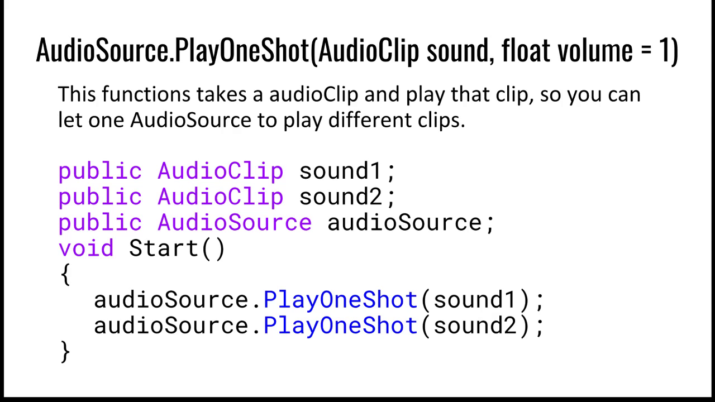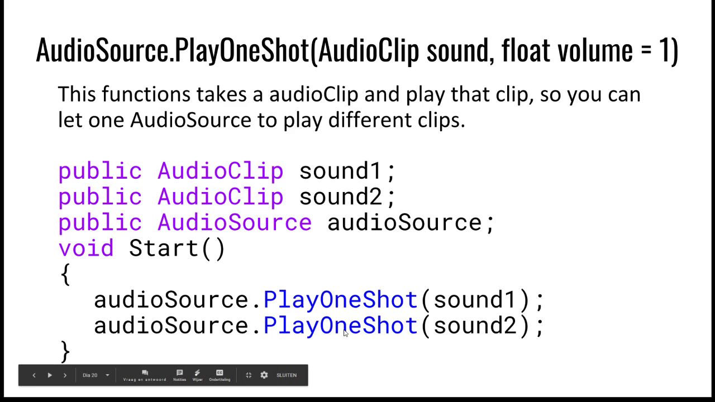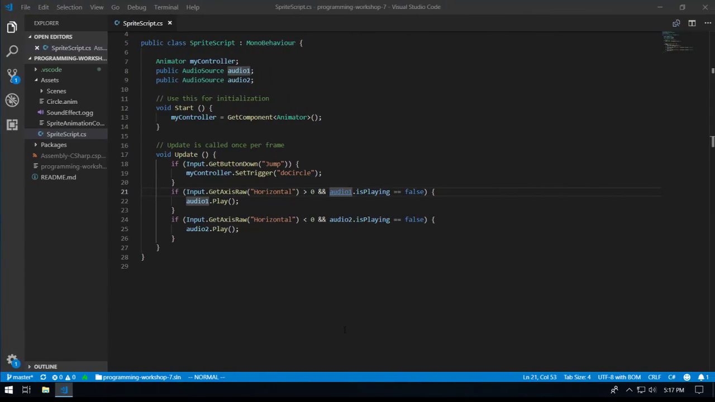So this play one shot is something you can use to play different clips than the one assigned. You can, of course, just select a different clip and put it in from the script, but this is a little bit shorter, so you can actually have audio clip types, and then give that to the play one shot, and that's just going to play that once and then go back. And that's basically it.